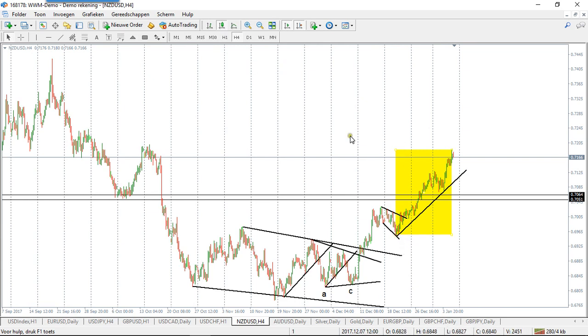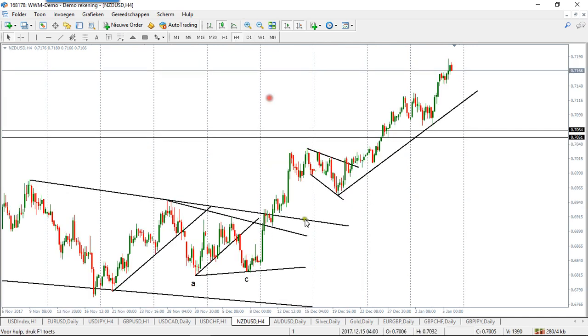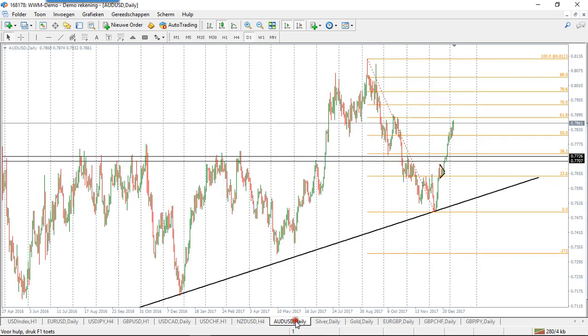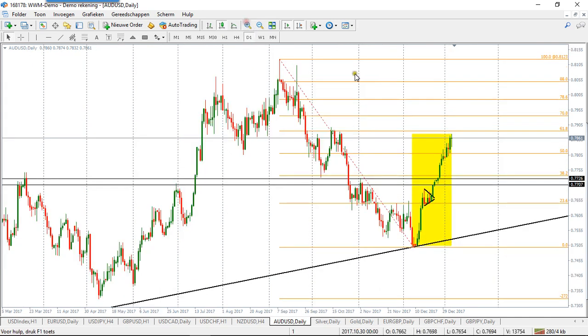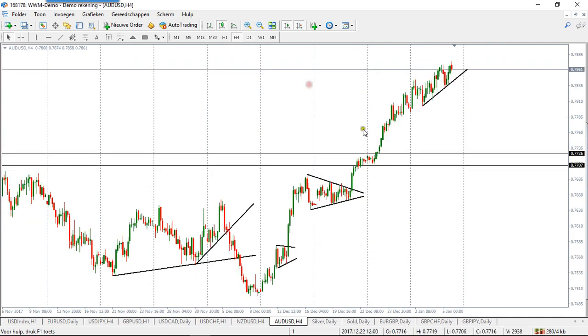So I'm looking for sells in New Zealand dollar, US dollar. The Aussie USD, comparable, but I think even better, because this is a very strong wave, of course, we can all see that. And it's a 3-wave pattern. So we're here dealing with a 3-wave structure. Go to the 4-hour time frame.